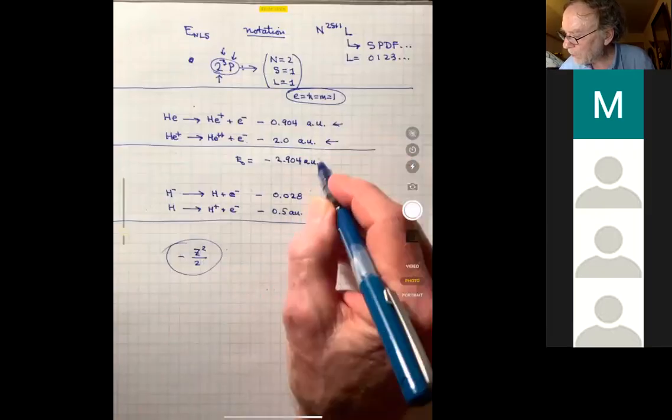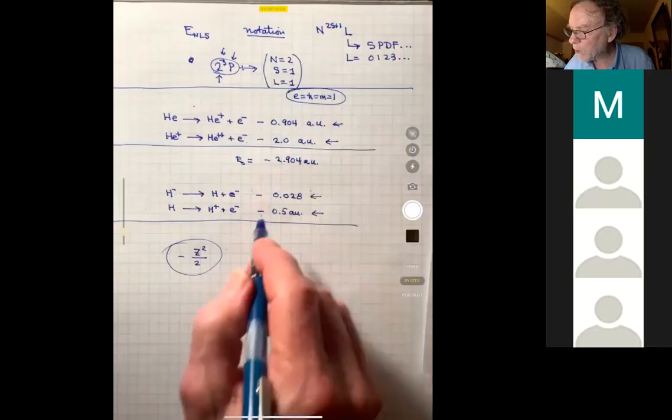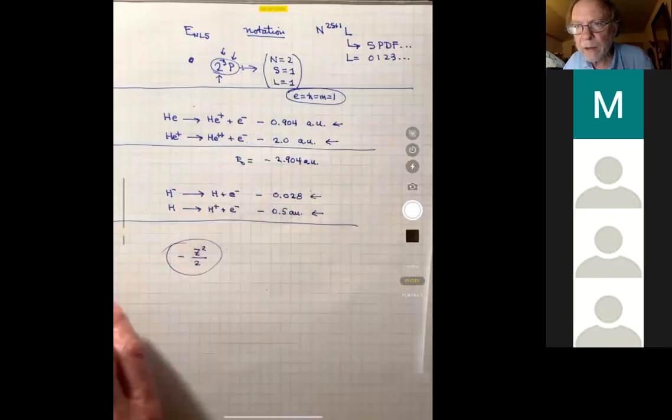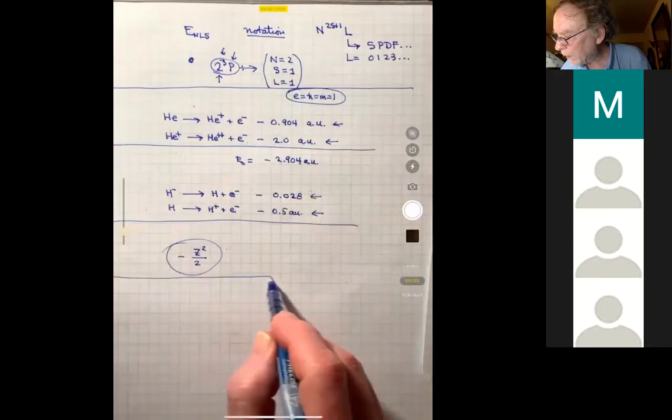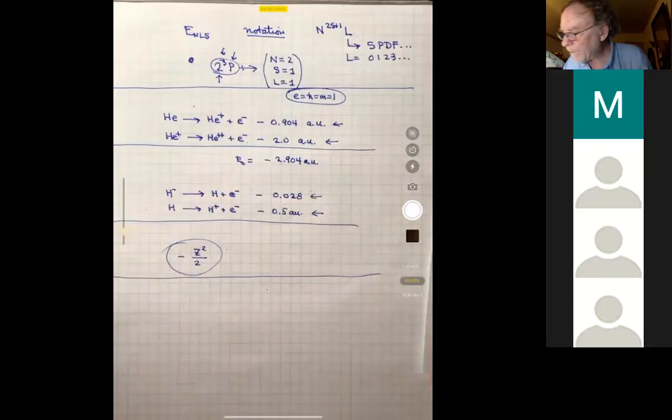However, the ionization potentials for the first electron are much more difficult to calculate. If you like, these are experimental values that I'm giving you here. In any case, this is the data on the ionization potentials for both helium and H-.